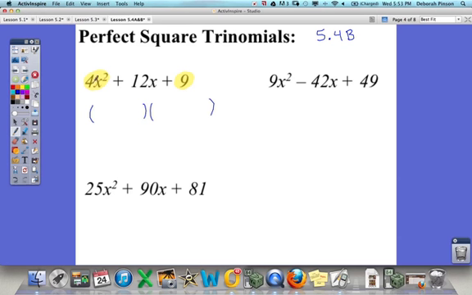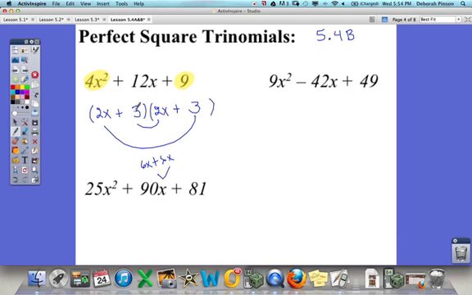So square root of 4x squared is 2x. So I'm going to try using a 2x and a 2x. Square root of 9 is 3. I'll put two pluses there. Now what you want to check is check your outside and inside to make sure that you get the 12x. So 6x, 6x, there's my 12x, so this is good.